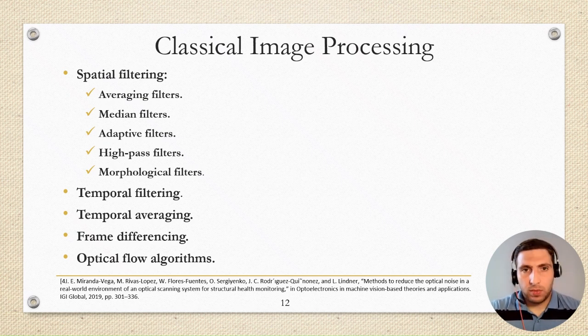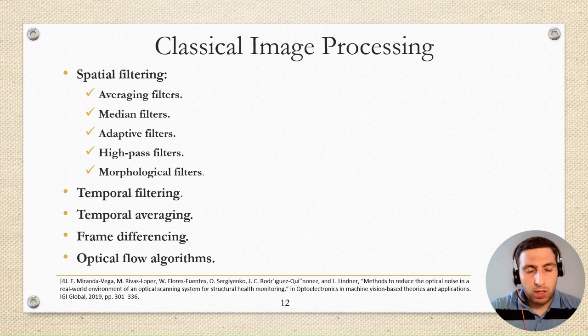Adaptive filters respond to local image content and hence can offer improved overall noise reduction while preserving edges. High-pass filters include Laplacian and unsharp masking that highlight subtle damage features like fine cracks. Morphological filters use operators like erosion and dilation, and they are effective for noise removal and gap filtering.